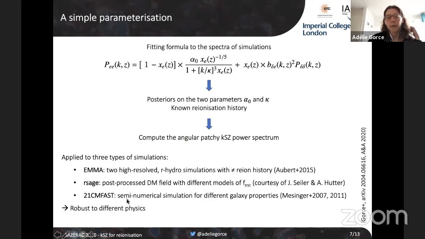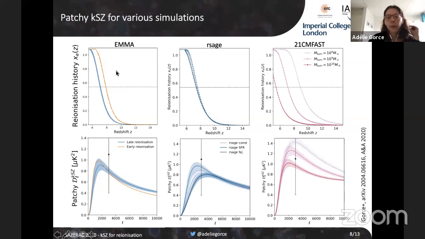So we've applied this to 3 types of simulations to see how robust the description was for different types of physics. So the EMMA simulation I've mentioned before, the Rsage simulations that were kindly provided by Jacob Seiler and Anna Hutter. So they're post-processed dark matter fields that include different prescriptions of the dependency of the escape fraction on galaxy properties. And so that translates in different morphologies. And then 21cmFAST, you're probably familiar with, that we ran for different galaxy properties. So here are the results.